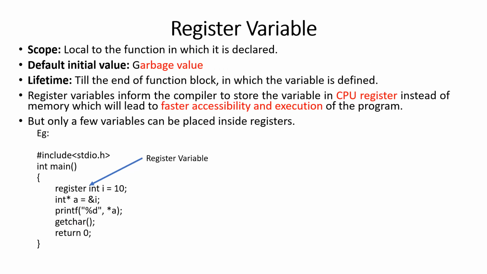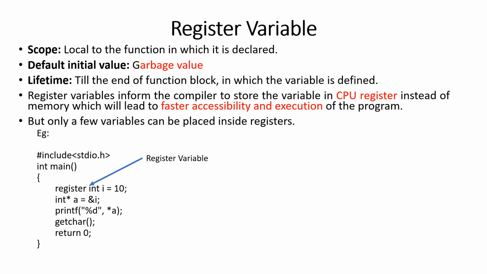Register variable: the scope is just like our local variable, but the memory area in which the variable is stored is different for the local and the register. The same thing is applicable for the register: it is defined and declared within the function, but the only difference is the place in which the register value will be saved. The default value again will be garbage value. Lifetime will be till the end of the function, same as a local variable.